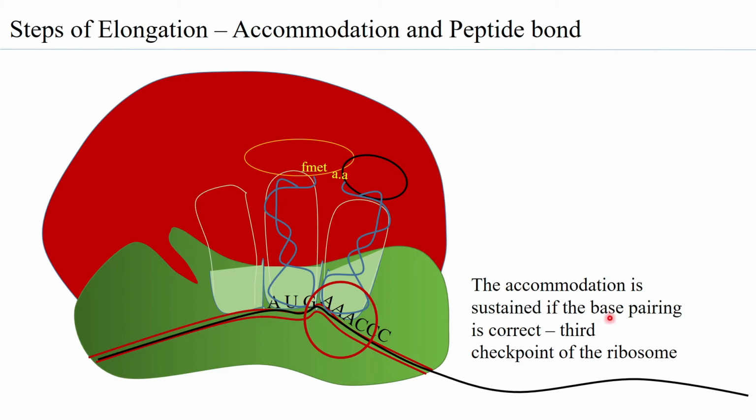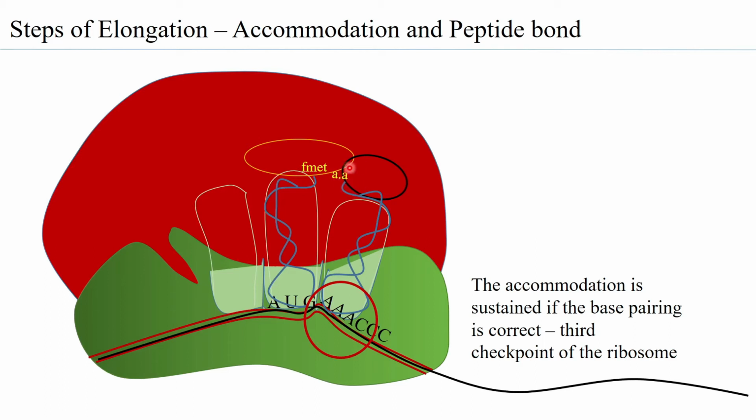And therefore, this accommodation is sustained if the base pairing is correct. And this forms the third checkpoint of the ribosome to ensure that it is not allowing an incorrect amino acid tRNA in the A site. Okay, having done that, next is the formation of the peptide bond between fMet and the amino acid.